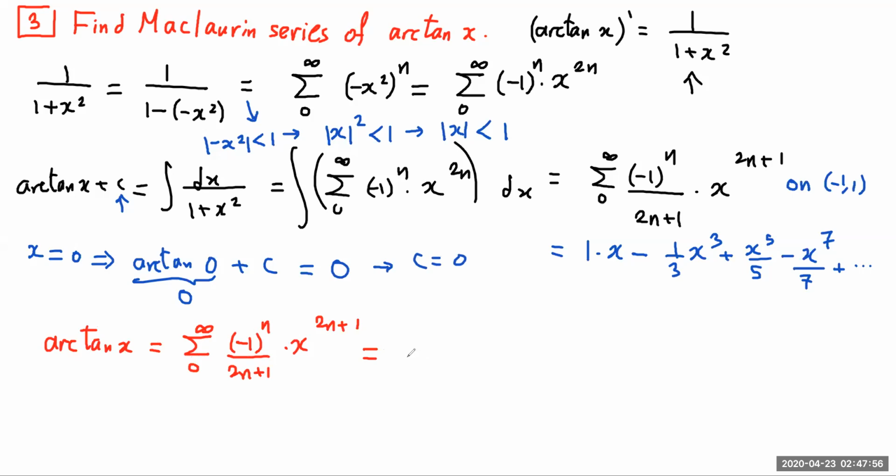So we can write this also as x minus x^3 over 3 plus x^5 over 5 minus x^7 over 7 plus x^9 over 9 minus x^11 over 11, etc. And this is on the interval (-1, 1). But at 1 and at -1, it could converge also. For example, at 1, if I give x = 1 here, I will have also a convergent series using the alternating series test. Let's see now the next exercise, number 4.